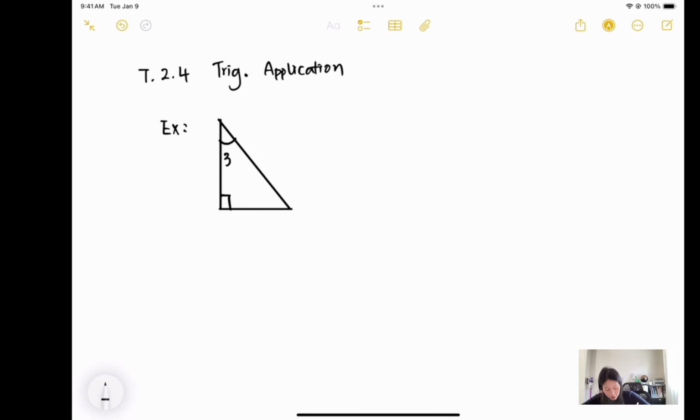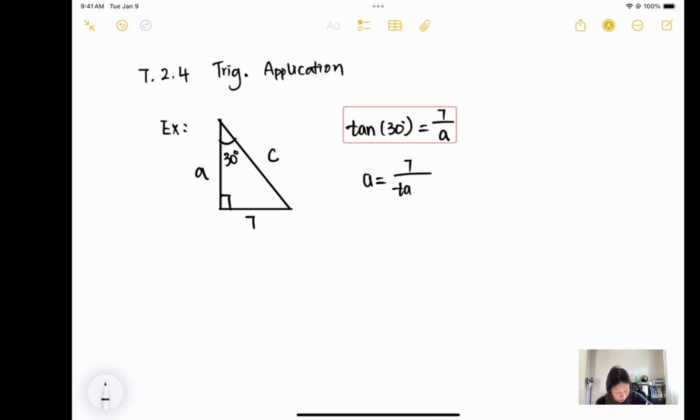And we know that this is 13 degrees. We have A, 7, and C. How do we find the missing side of A and C? For example, we know that tangent 13 degrees is equal to the opposite side over the adjacent side, right? So that means our A is equal to 7 over tangent 13 degrees.